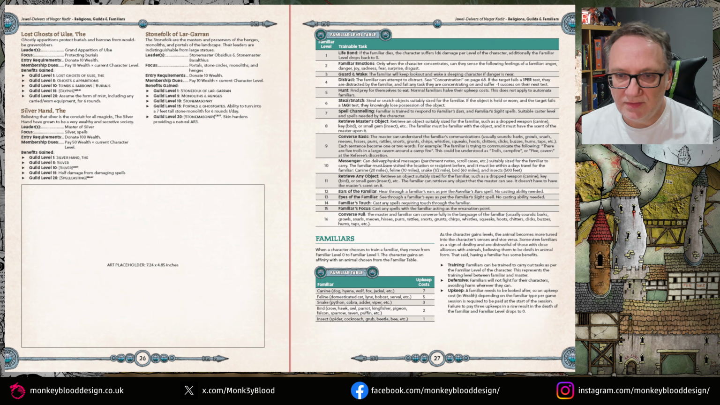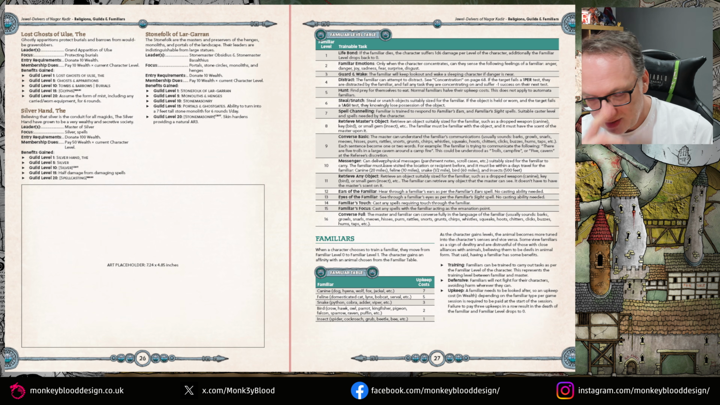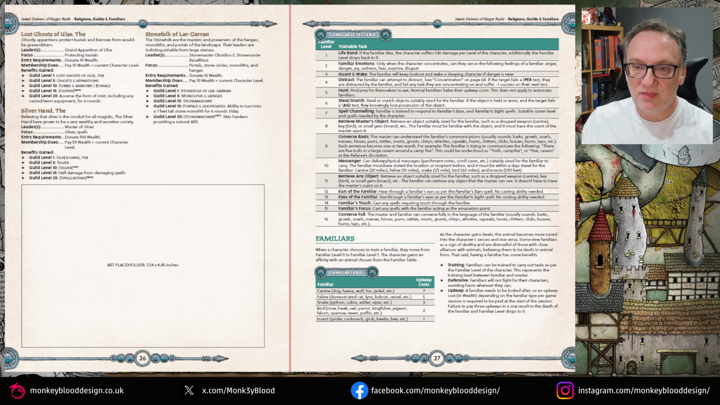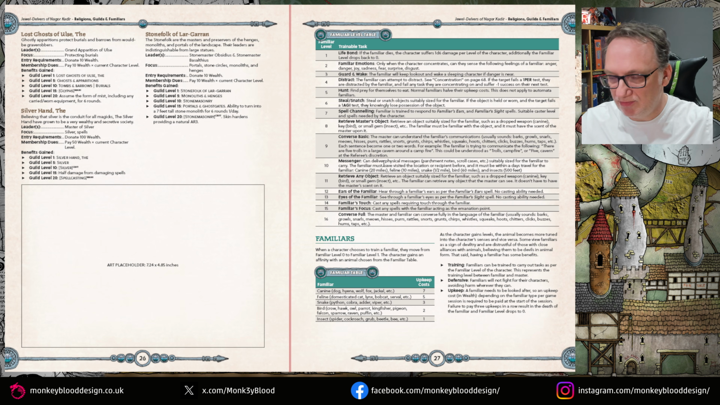Familiars, you can take on a familiar at whatever level. Obviously it would start then at level 1. Every time you gain a character level, it increases to the next level. You pay an upkeep cost in a very similar way to paying a membership due for your guild or religion. You would pay an upkeep cost for food and, you know, other things that the familiar might need. And then as you gain in level, the trainable tasks change.